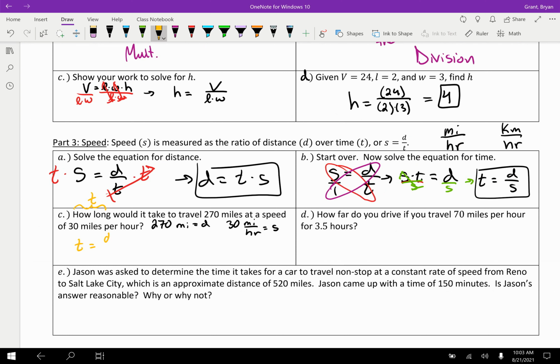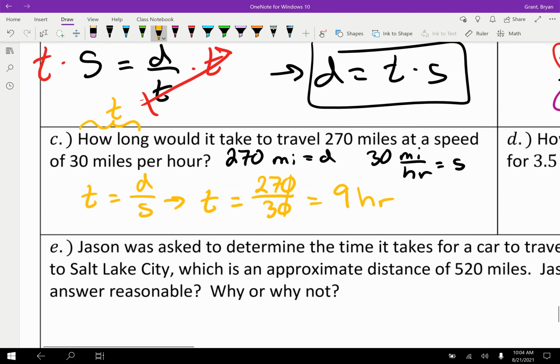So time is equal to distance divided by speed, which means time equals distance, that's 270, divided by speed, that's 30. And actually, I can do some mental math here. It's not too bad. The zeros chop off. 27 over 3 is 9. 9 what? Well, what was the time in the problem? Hours, wasn't it? It would take you 9 hours to go 270 miles at 30 miles per hour.